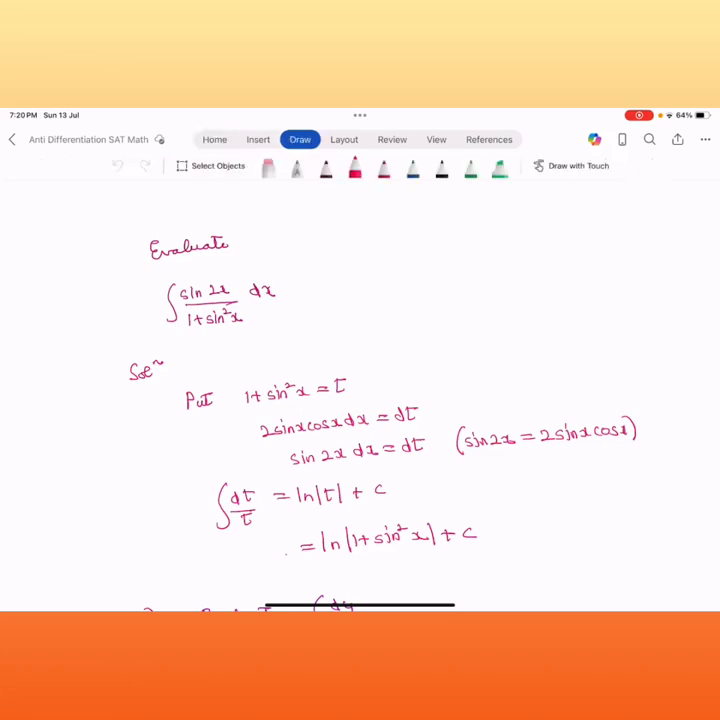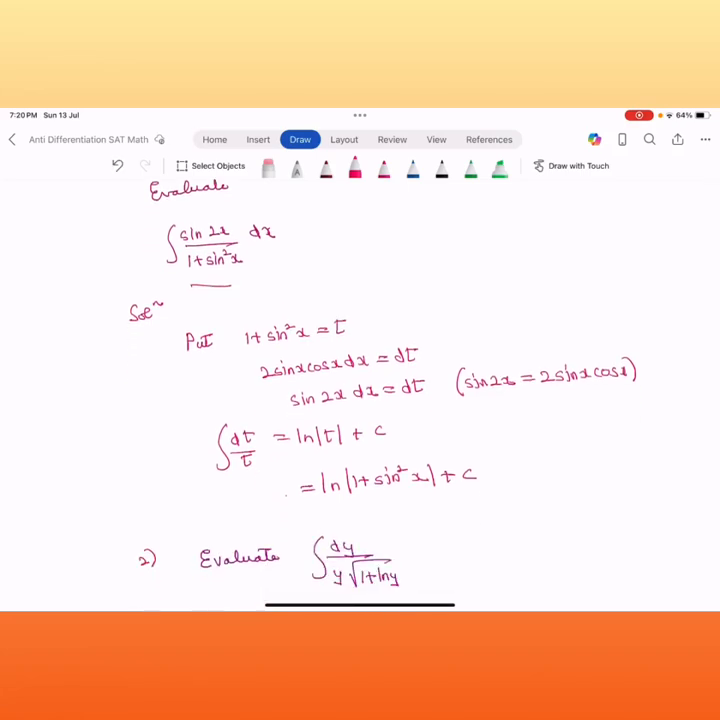Evaluate integral sin 2x by 1 plus sine squared x dx. So we make a substitution, put 1 plus sine squared x as t and differentiate this with respect to x and the right hand side with respect to t. So you get 2 sin x cos x dx is dt. But 2 sin x cos x is sin 2x, so you get sin 2x dx is dt. Substitute in this integral, so you get integral dt by t, since sin 2x dx becomes dt and 1 plus sine squared x is t. Integral dt by t is log mod t plus c.